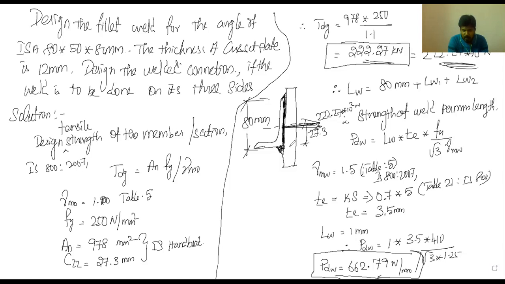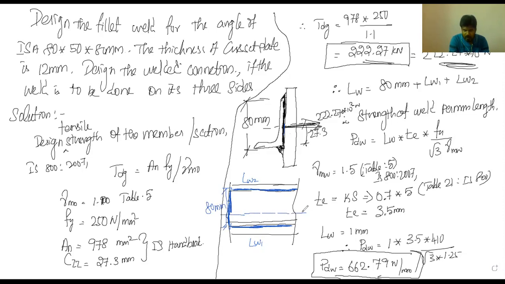So now we are going to calculate. This is LW1. I'm just drawing the plan view. So this is the gusset plate, and here we have the angle. Now I will change the color. And here also I'm having the length of weld. So this is LW1 and this is LW2. And here also I'm having this side, this one. So this is 80 mm.